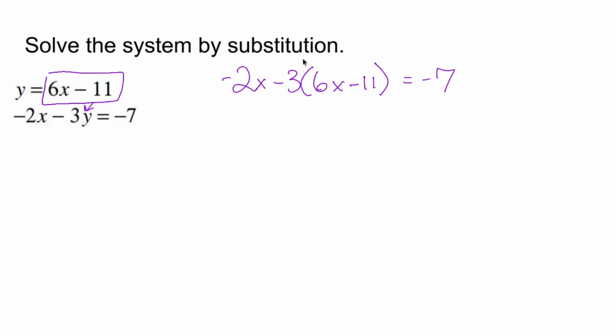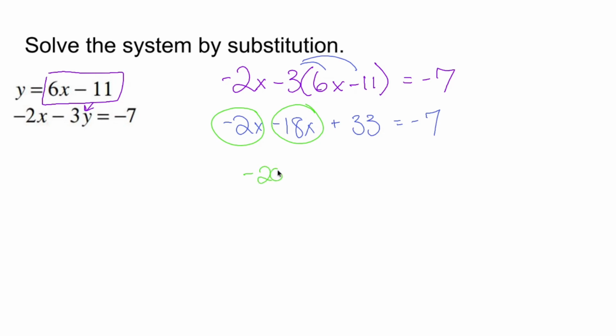The rest is just an ugly math problem. Distribute, that gives us negative 2x minus 18x plus 33 equals negative 7. Combine like terms on the left, negative 2x and negative 18x make negative 20x. Drop down plus 33, drop down the equal sign, drop down negative 7.